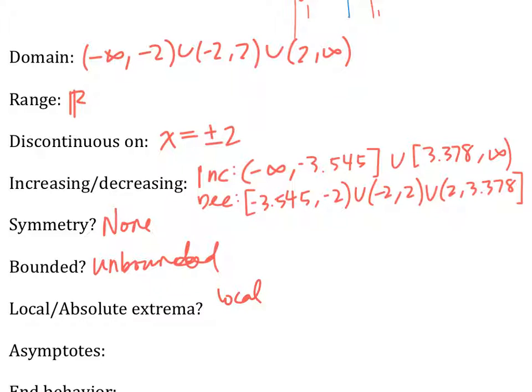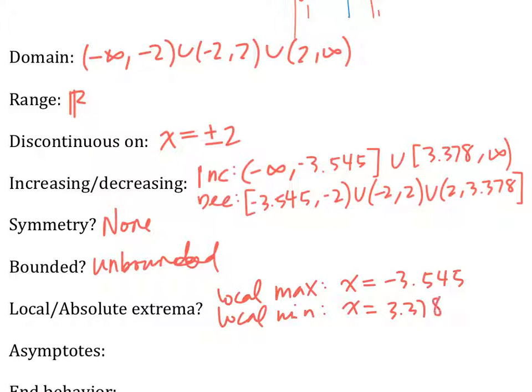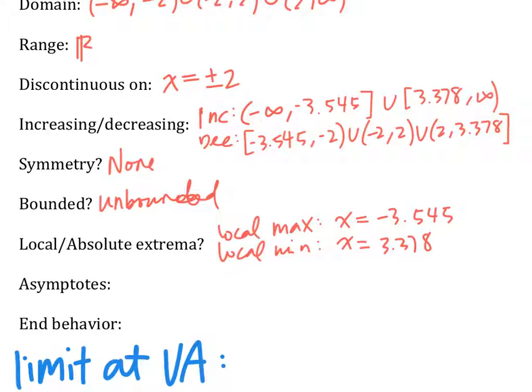Okay, extrema. This one's kind of long. Local max is at x equals negative 3.545. Local min is at x equals 3.378. Let me just give you the rest. Aaron, do you have the slant asymptote? Okay, that's okay. I'll give you guys the answer. So slant asymptote is y equals 2x. And then we have vertical asymptotes at x equals plus minus 2.